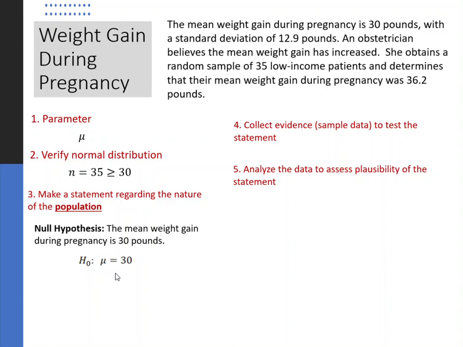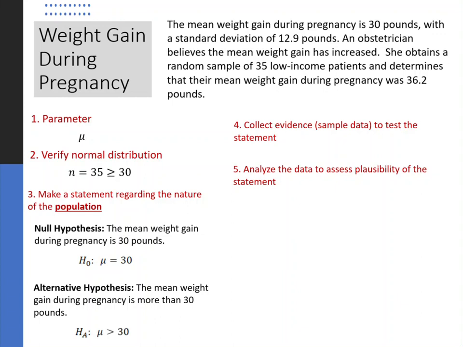The alternative then is going to be what we want to show, or what the researchers think. And you can see up there that this obstetrician believes that the weight gain has increased. So the mean weight gain during pregnancy is more than 30 pounds. And that alternative symbolically will look something like this, that H sub A says that mu is greater than 30. Notice that our null and our alternative hypothesis are both statements about the population's parameter, which is that average weight gain equal to 30.